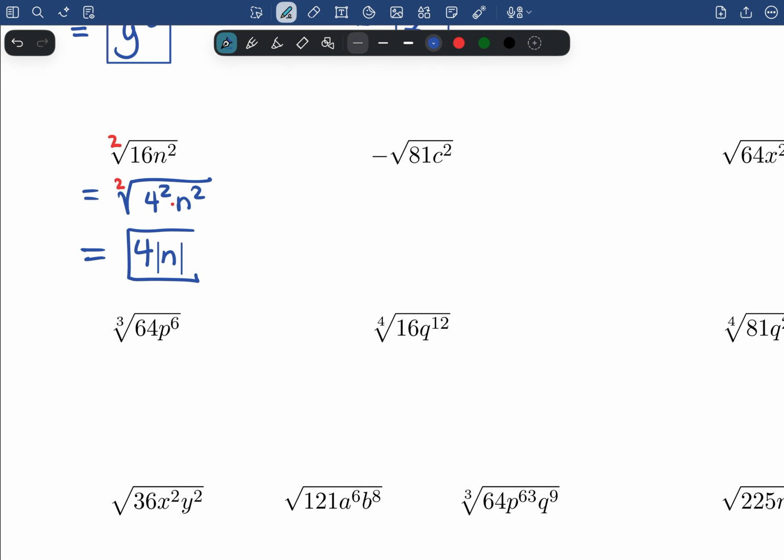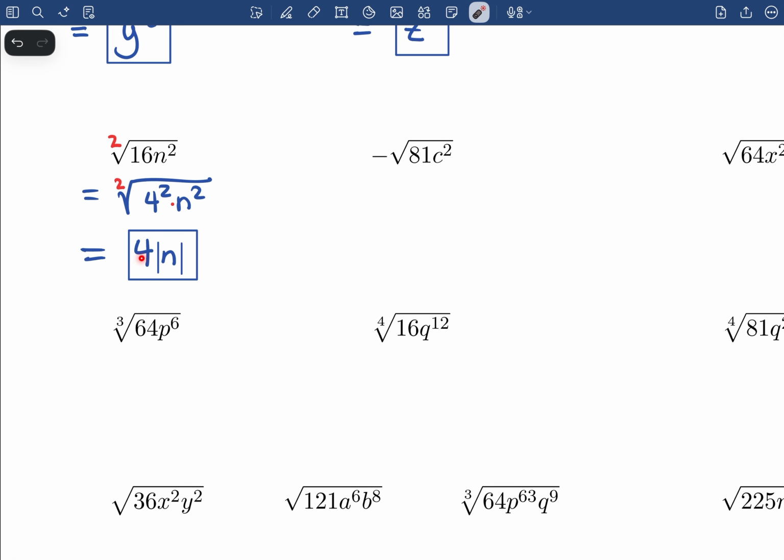Okay, so the numerical values never go inside the absolute value symbol. They always go in front of it. They're always multiplied in front. So just the variables are what go inside of the absolute value symbol in these cases.